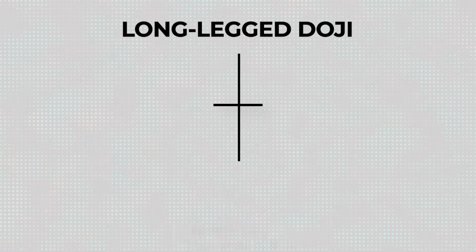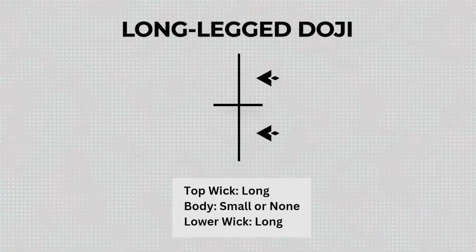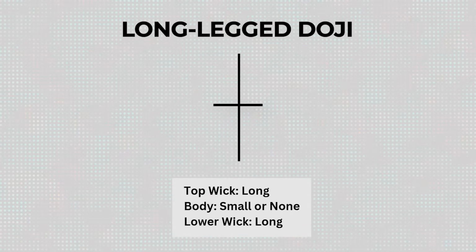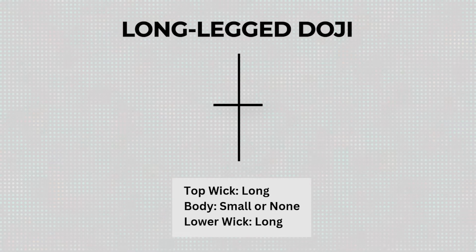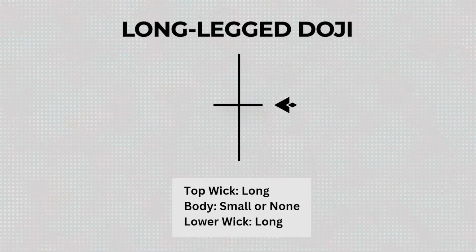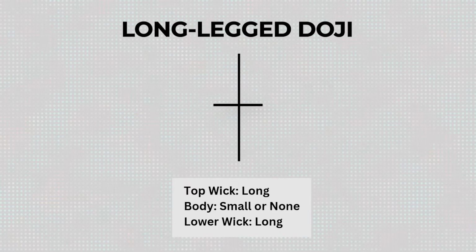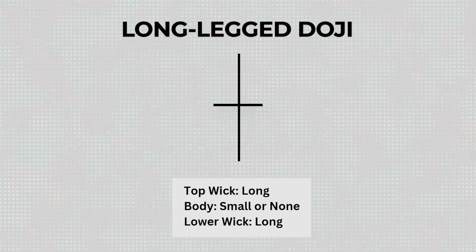Next, we have the long-legged doji pattern. This doji pattern has long upper and lower wicks, indicating a strong battle between the buyers and the sellers, but ended with no decisive winner. This pattern has a small body in the middle of the period's range, with long wicks on both sides, showing that the prices moved significantly up and then down before closing near the open.